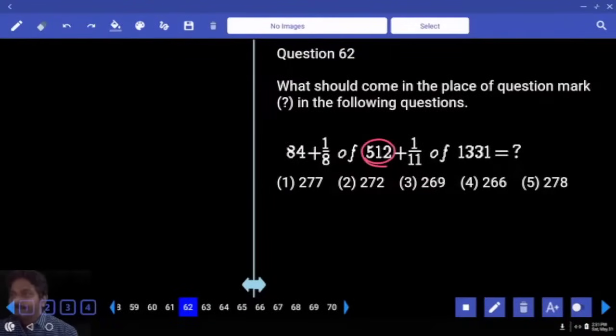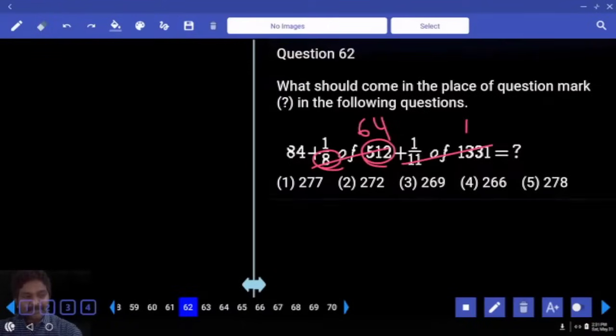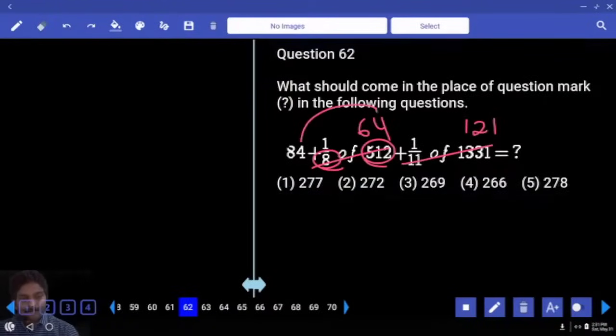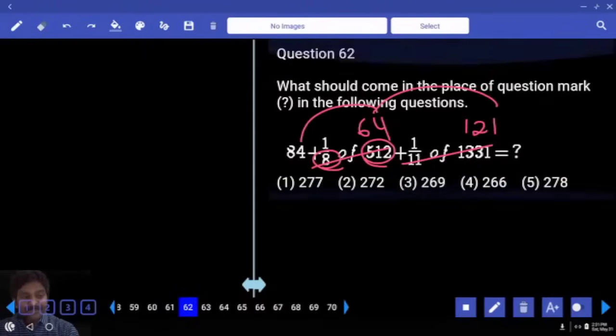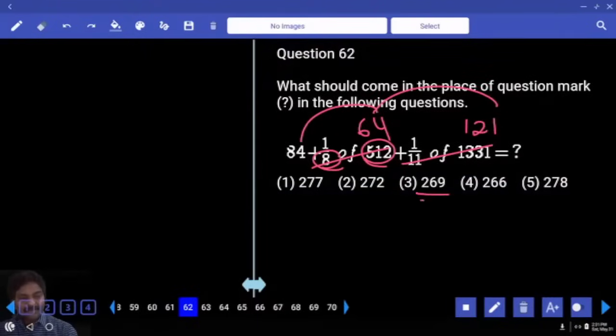This is 8 cube divided by 8. 8 square 64. 11. 11 cube. 11 square 120. Again last digits are different. 4 plus 4 8. 8 plus 1, third option.